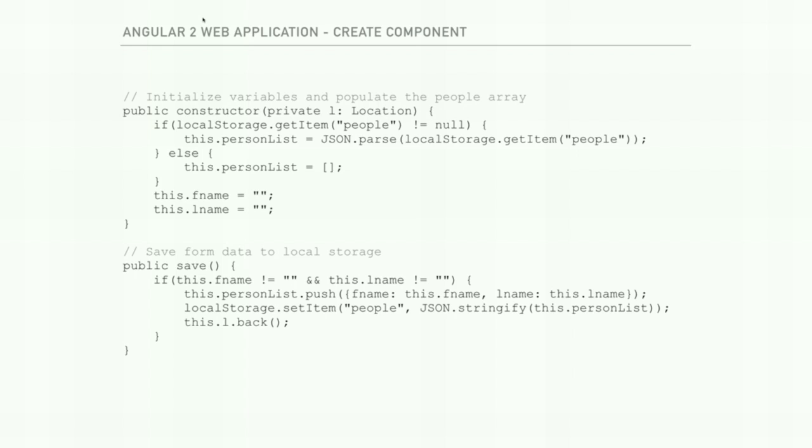Because we want it to be blank in the form when the page loads. For the save, as long as fname and lname have a value in it, we're pushing a new item to this person list. It's an object. It has the first name and last name. Then we're serializing it using JSON stringify, and we're saving it back into the people key. So everything's getting mashed into this people key. When we're done with this, we can call location back, and it will navigate us backwards.